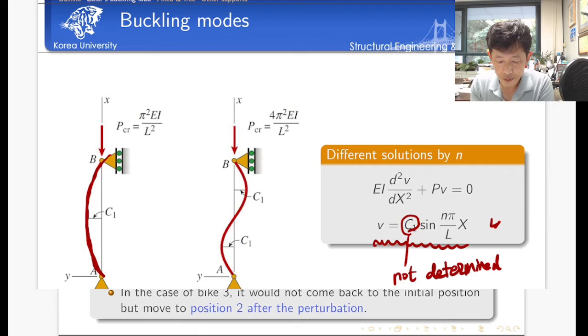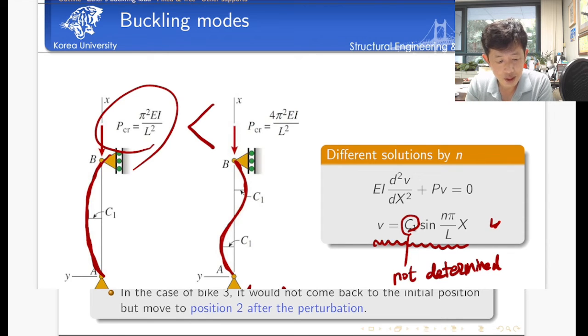Then if you consider n is equal to 2, we have a double curvature in the length of the column. This is mode 2, the second mode. But if you calculate the buckling load, the P1 is much smaller than the mode 2 load value. That's why in most cases we have mode 1. So the practical importance is the mode 1 solution. Typically we use the mode 1 solution, and the mode 1 load is called Euler's buckling load.